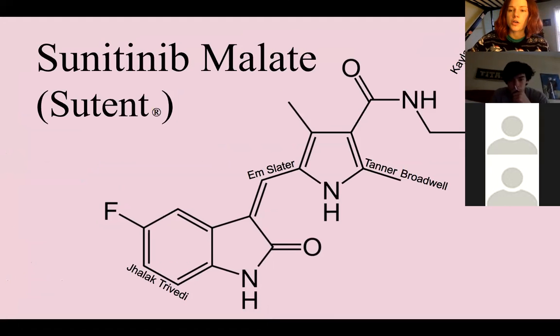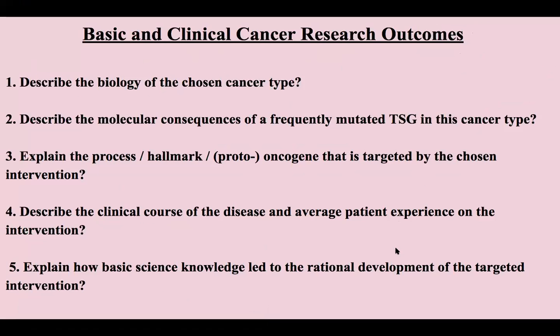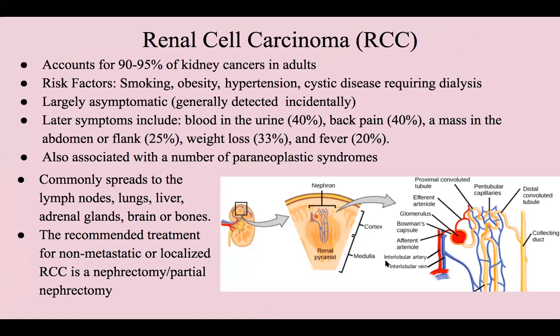The cancer that we chose to study was sunitinib malate, whose structure is shown below here. Just like in class, here are the outcomes for the first section of the presentation. To begin, before exploring sunitinib malate as our treatment option, I will discuss some background information of the type of cancer we studied, which is renal cell carcinoma.